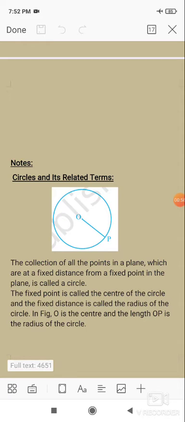That fixed point is called what? The center of the circle. Now listen carefully. The line segment from the center to a point on the circle is called what? A radius of the circle. In this figure, O is the center of the circle and OP is the radius of the circle.